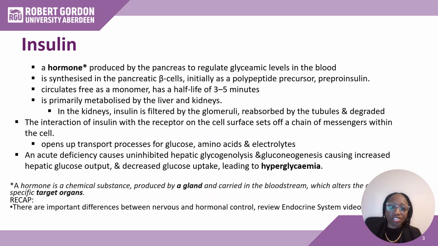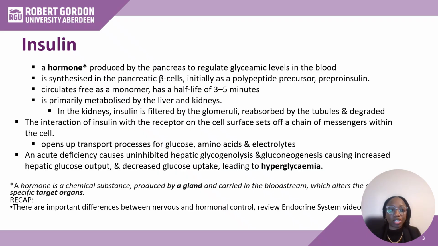So insulin, again, just to recap, is a hormone produced by the pancreas to regulate glycemic levels in the blood. It is synthesized in the pancreatic beta cells initially as a polypeptide precursor, pre-proinsulin. It circulates free as a monomer and has a half-life of between 3 to 5 minutes. It is primarily metabolized by the liver and kidneys, and in the kidneys, insulin is filtered by the glomeruli, and it is reabsorbed by the tubules and degraded.